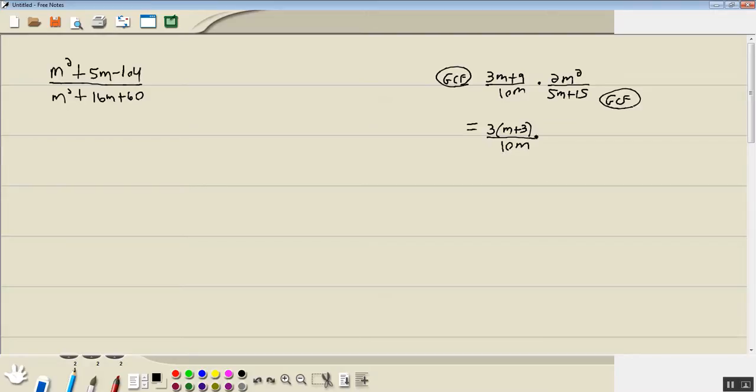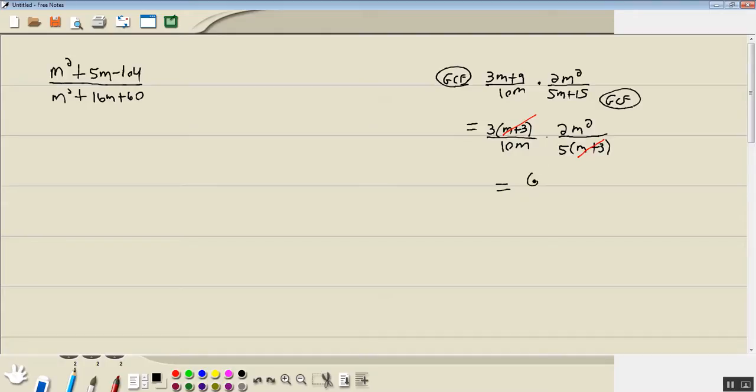Then we got 10m times 2m squared, and here I'll factor a 5 out. And that gives us m plus 3. Now, I got an m plus 3 here and an m plus 3 here. One's on top, one's on the bottom. They're exactly the same, so those will cancel.